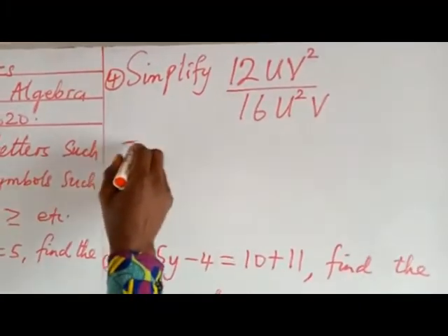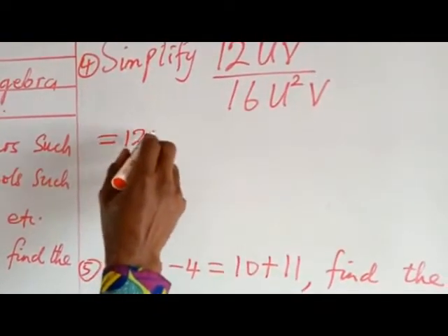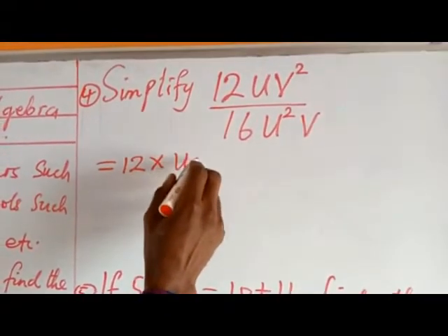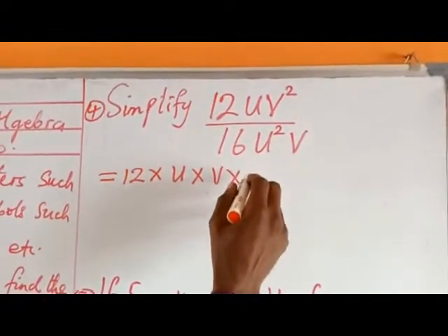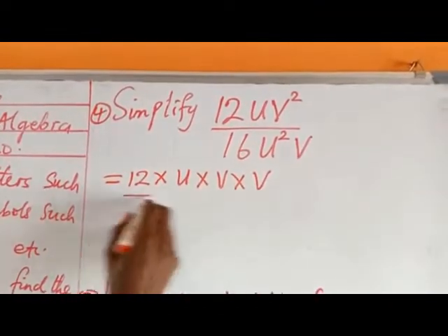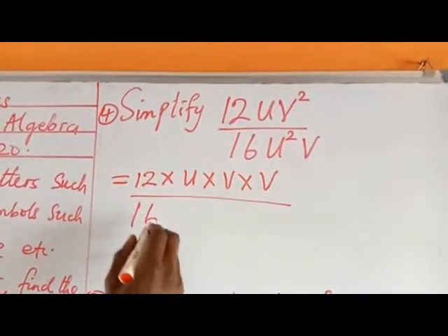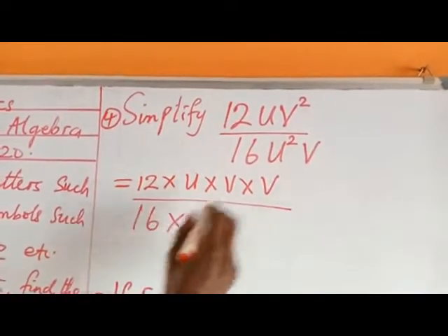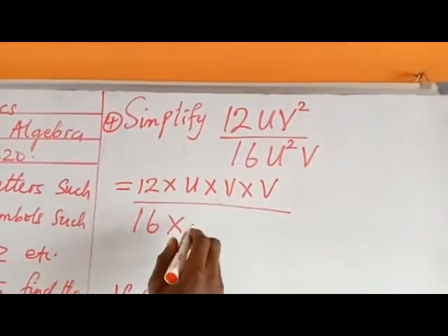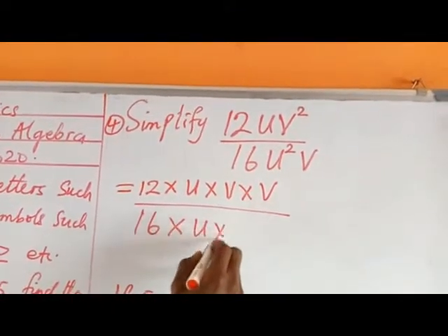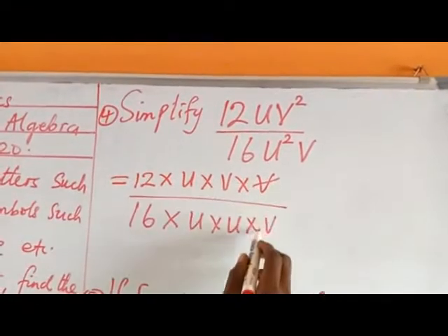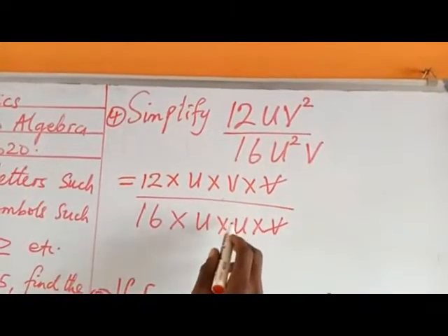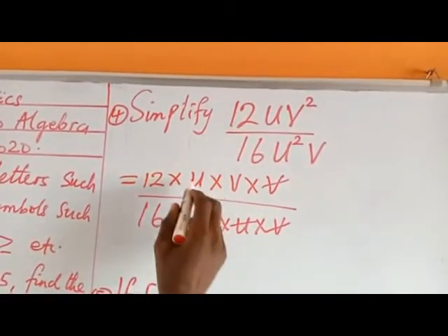So we're going to expand. Then we have 12 times u times v, and v appears 2 times, v squared means v times v, all over 16 times u, there appears 2 times, u squared means u times u, then finally times v. So v has cancelled v. Then this u has cancelled this.